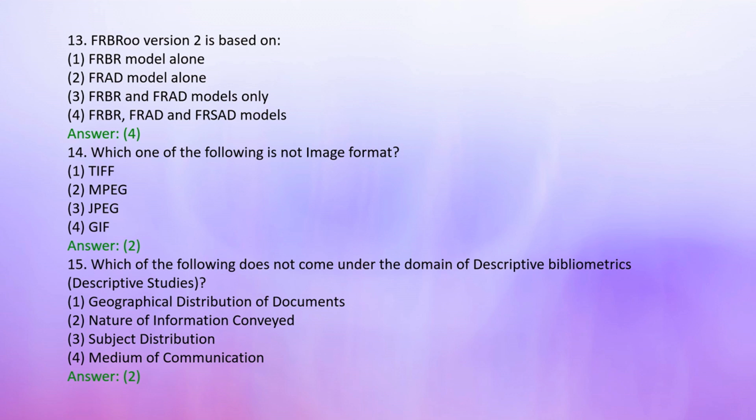Number 15. Which of the following does not come under the domain of descriptive bibliometrics or descriptive studies? Number 1 geographical distribution of documents, number 2 nature of information conveyed, number 3 subject distribution, and number 4 medium of communication. Correct answer is 2 nature of information conveyed.